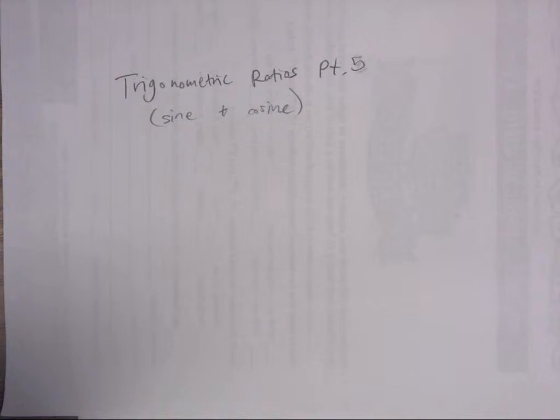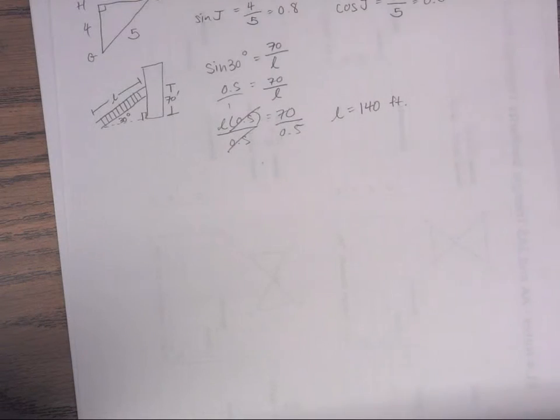Alright, this is the final video. We're gonna wrap up everything in these two videos. This is trigonometric ratios part 5. This is the last video involving sine or cosine. This is where we left off last time.